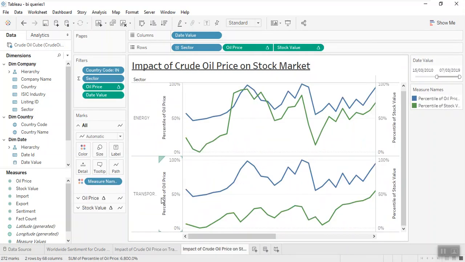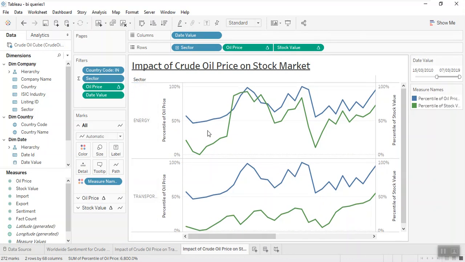Moving on to my third BI query, that is impact of crude oil price on stock market. We are comparing between different sectors based on oil prices. We can see that when the oil price starts to increase, the stocks of energy sector starts to increase as well. On the other hand, when it starts to increase, the stocks of transport sector starts to decrease.